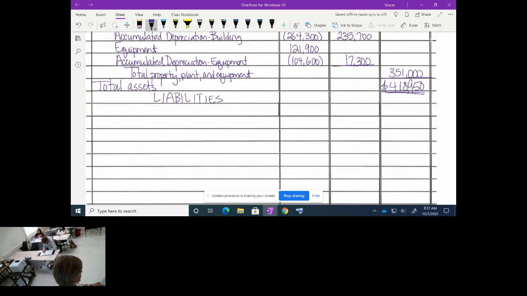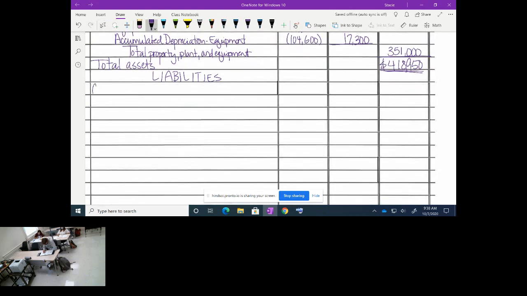All right, liabilities. All caps. Current liabilities will be, what is next? We don't have any long-term ones on there. I don't think we've had any long-term ones yet.